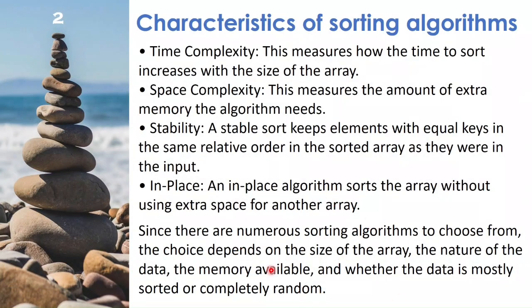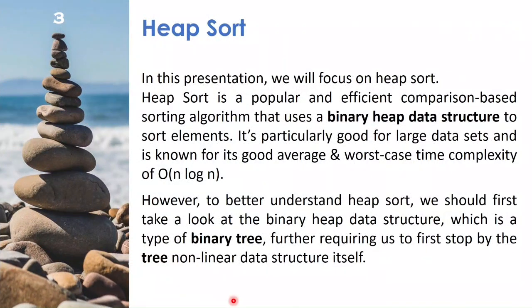Since there are a ton of sorting algorithms, as I said before, in this time complexity and space complexity comparison, the choice depends on the size of the array, whether you want better time complexity versus space complexity, and also whether the data is mostly sorted or completely random. There are some algorithms that do better if it's somewhat sorted, and some that do better if it's outright random. So that was a little intro on sorting algorithms.